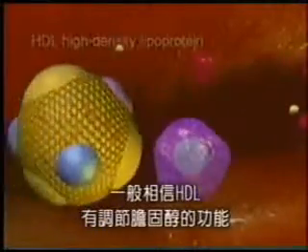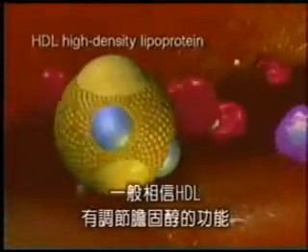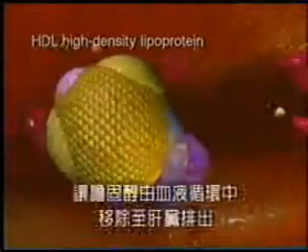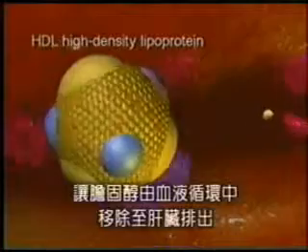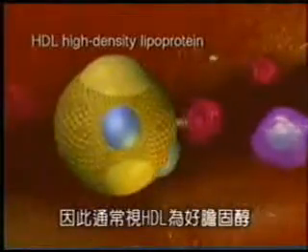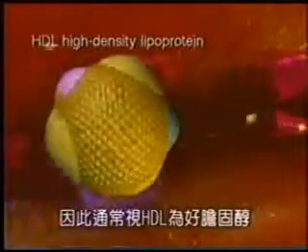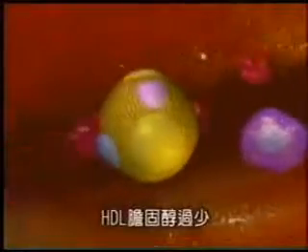High-density lipoprotein, or HDL, is believed to function as a retrieval service, removing cholesterol from the circulation to the liver for excretion. For this reason, HDL is often referred to as the good cholesterol. Low levels of HDL cholesterol are considered an independent risk factor for cardiovascular disease.